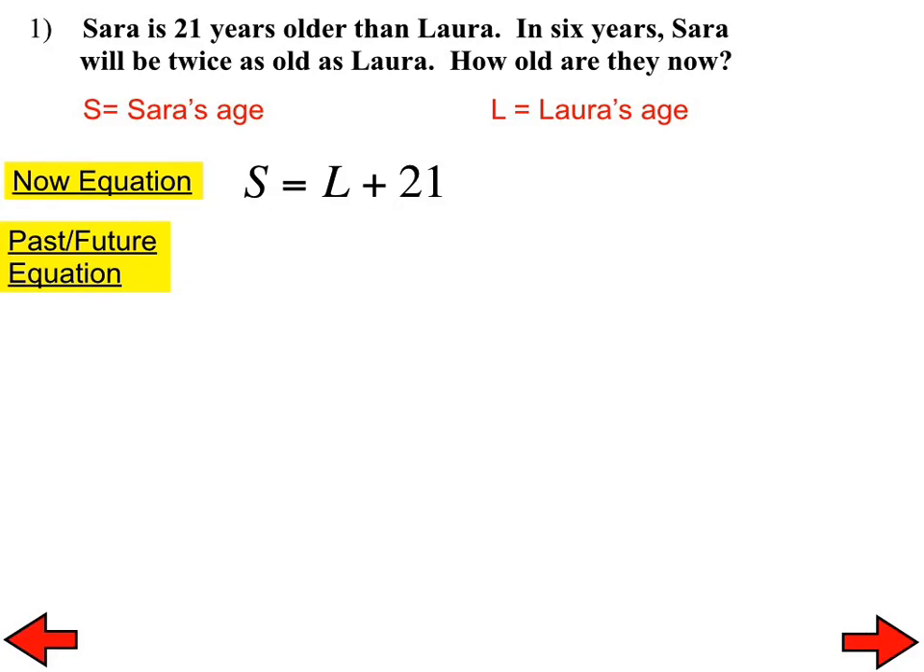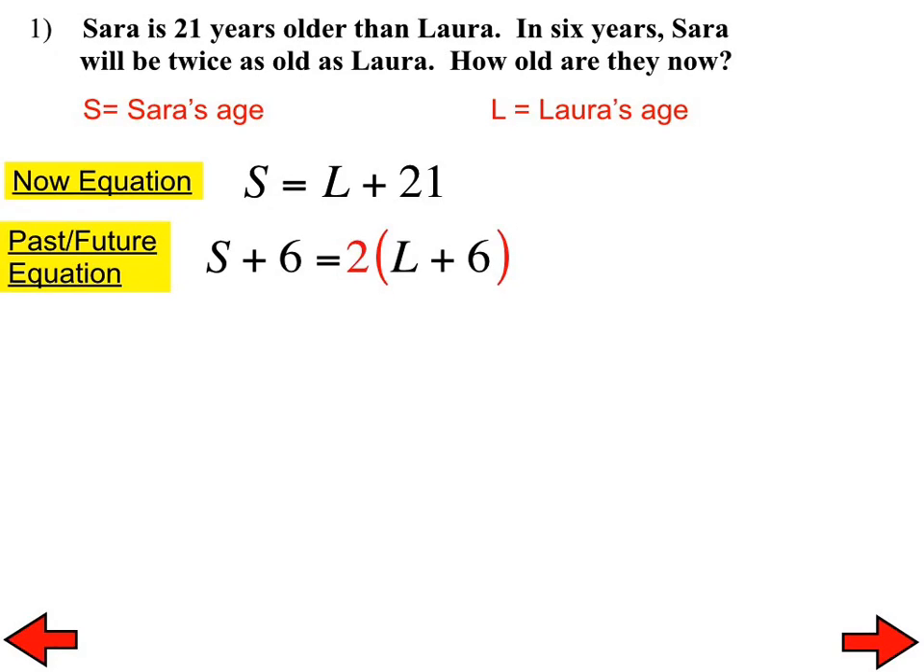Well, the second sentence says, in 6 years. So 6 years from now, to find all of your ages, you would simply have to add 6 onto your current age. And so we're going to use that kind of thinking to start this one off. So in 6 years, Sara will be 6 years older. In 6 years, Laura will also be 6 years older. But it says in 6 years, Sara will be twice as old as Laura. So to maintain the equality there, I have to multiply Laura's age by 2.